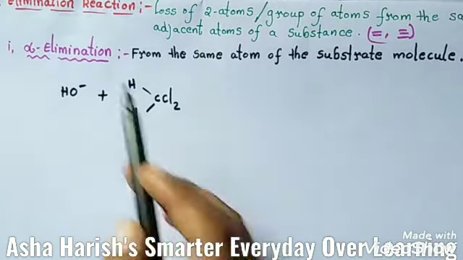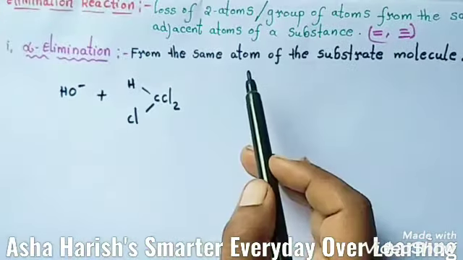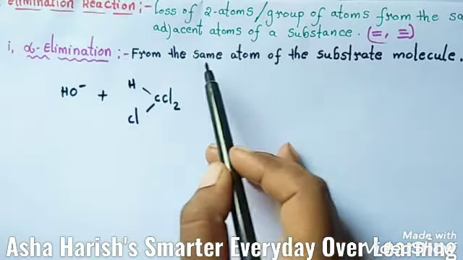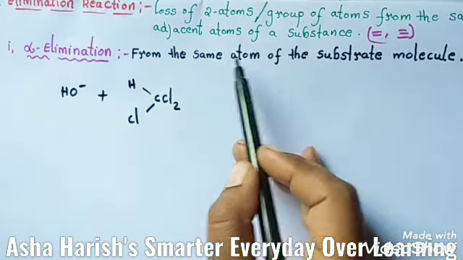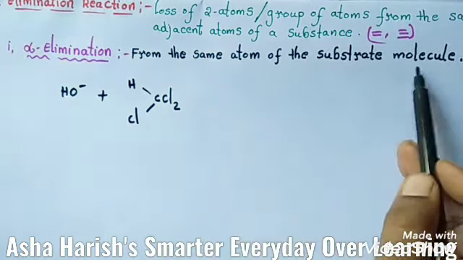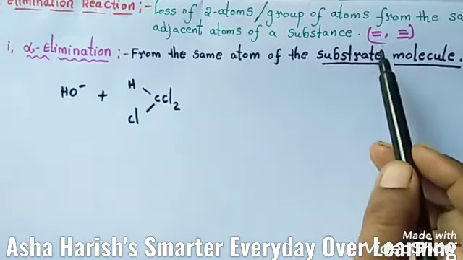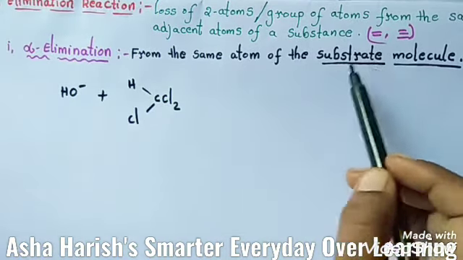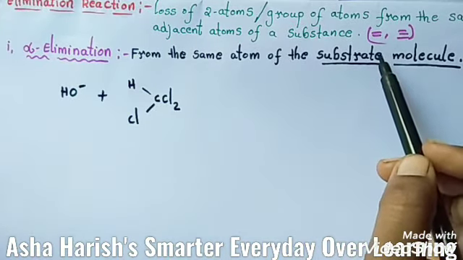Coming to the first type, alpha elimination, let's see the definition of this. In alpha elimination reactions, the loss of two atoms or groups of atoms occurs from the same atom of the substrate molecule. Here the substrate molecule is nothing but the reactant molecule which is involved in that organic reaction. Okay, now let's see the example of this.